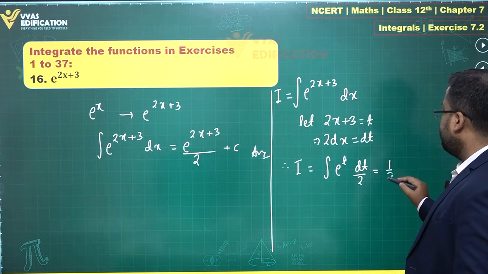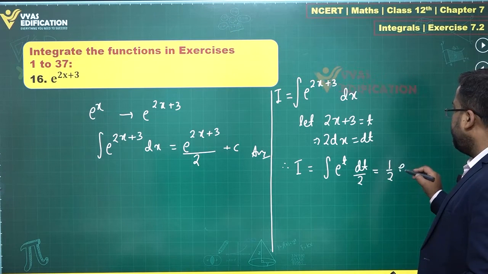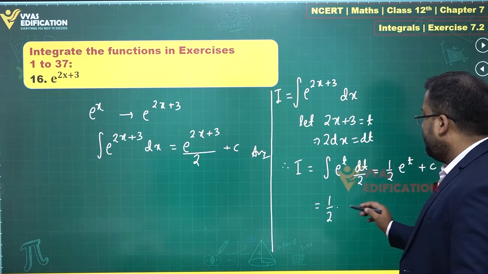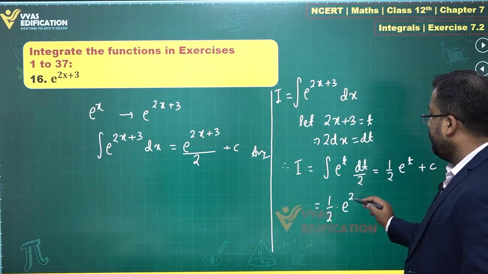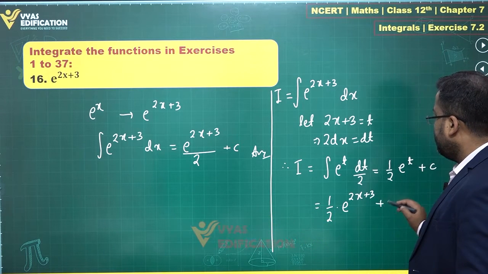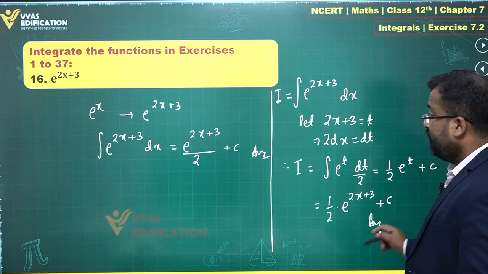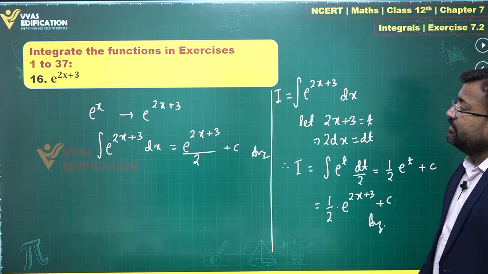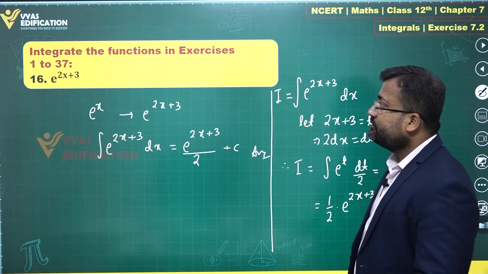Okay, 1 upon 2 comes out. Integral of e power t will be e power t plus a constant term, and this will be equal to 1 by 2 times e power t, where t is 2x plus 3, plus constant of integration. Do you see that we get the same thing? Yes, we should get the same thing, right? And that's all in this particular question.